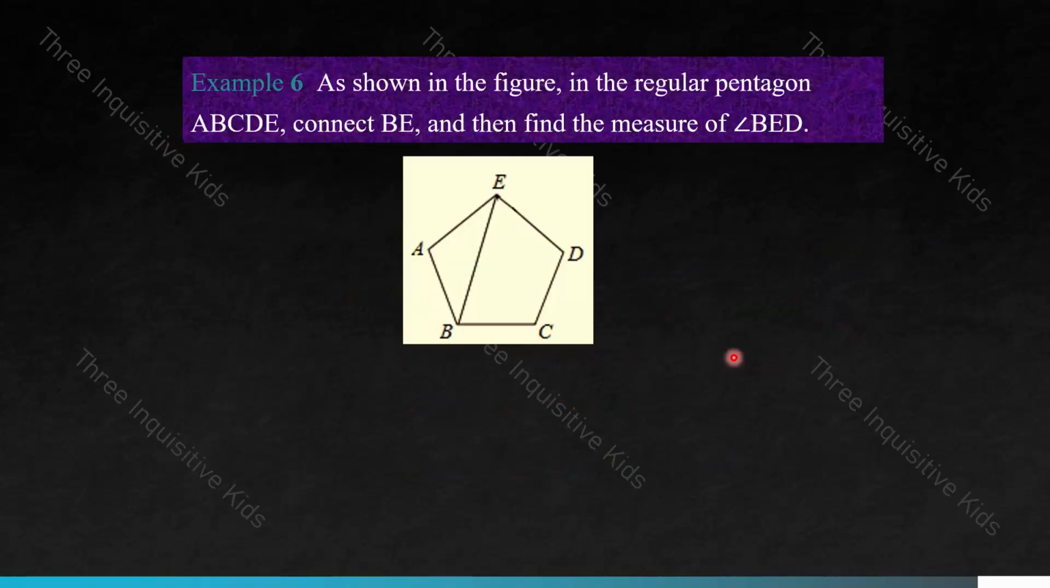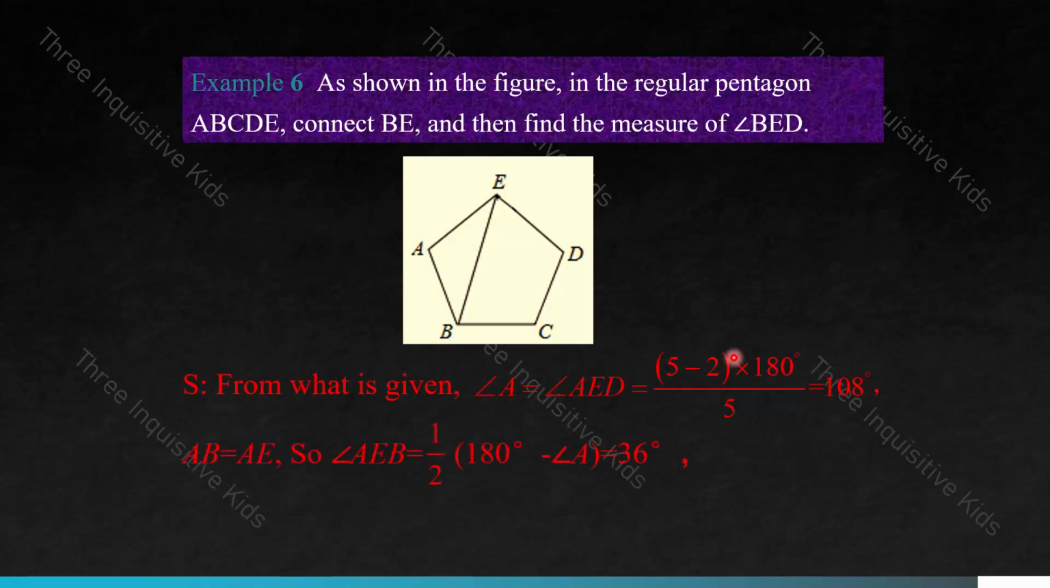Example 6. As shown in the figure, in the regular pentagon ABCDE, we can connect BE and then find the measure of angle BED. So from what is given, we can again create this equation, and then from this equation we can solve to get 108 degrees. Since AB is equal to AE, we know that angle AEB will measure 36 degrees. So the measure of angle BED will be 72 degrees.